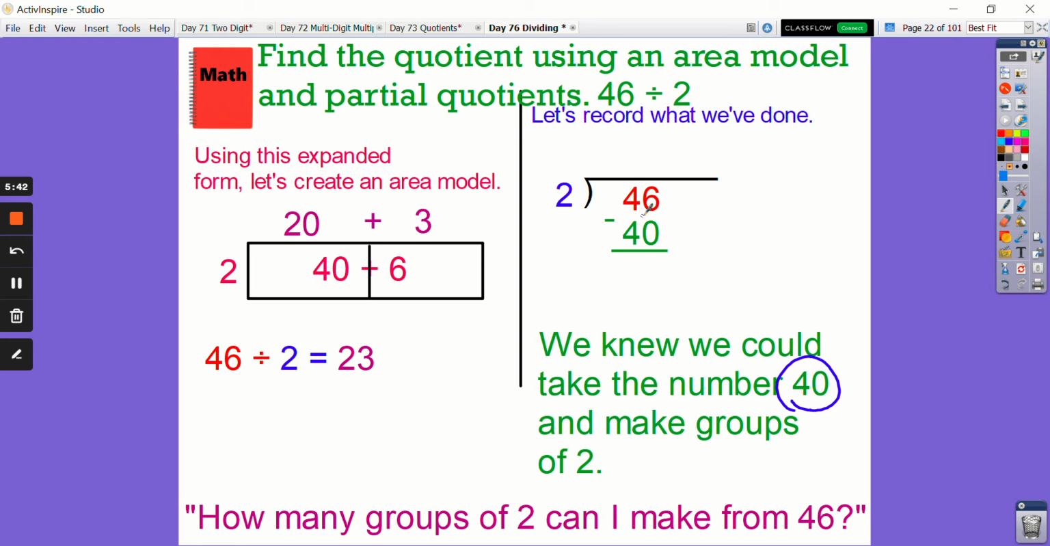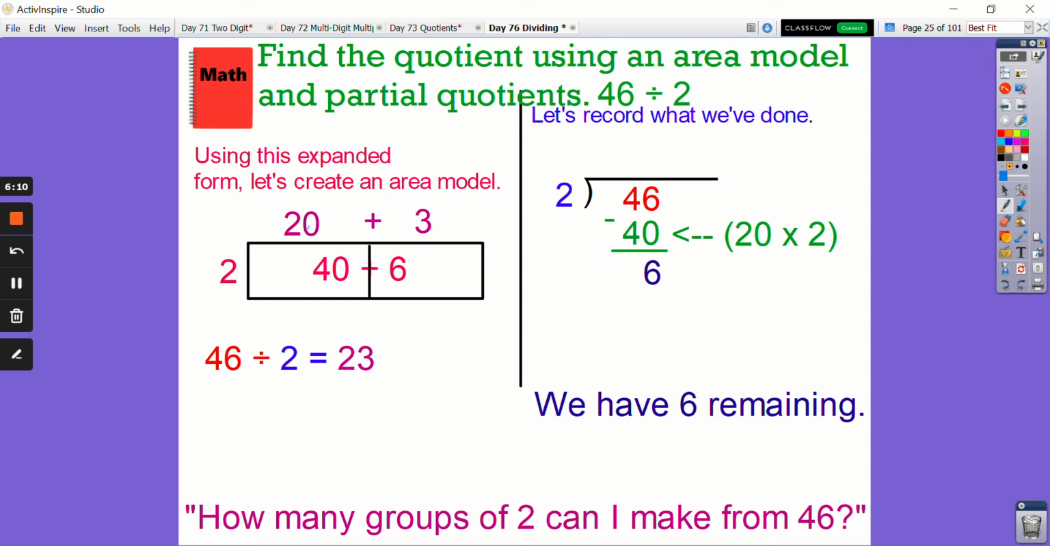We don't necessarily know what 2 times what is 46. We don't know how many. But we already know from over here that 2 times 20 is 40. So just like in our partial products, we put our parentheses, we need to put our parentheses in our partial quotients as well. So we know we can pull 40 out of 46 by multiplying 20 times 2. Then when we subtract, we have 6 remaining, 6 left.